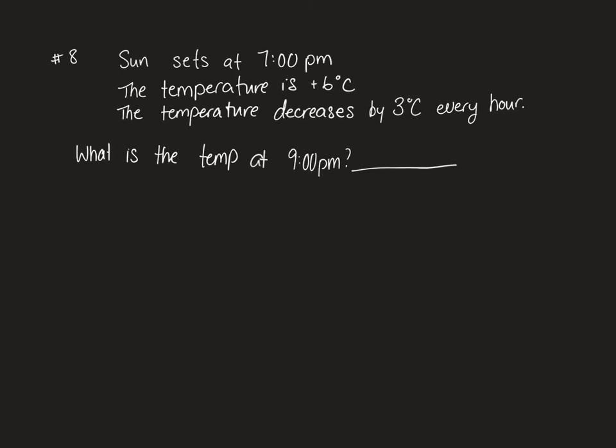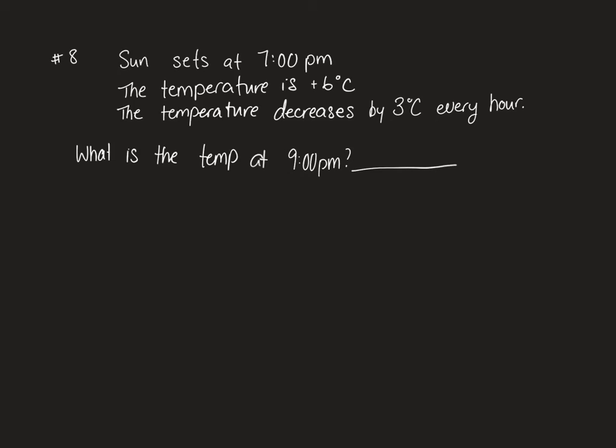Question 8 is a word problem. It will tell you what time the sun sets. So I've decided it's setting at 7 p.m. The temperature when it sets is 6 degrees Celsius, and the temperature decreases by 3 degrees every hour after the sun sets. So they want you to calculate what the temperature is at 9 p.m.